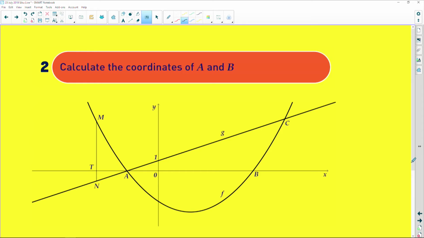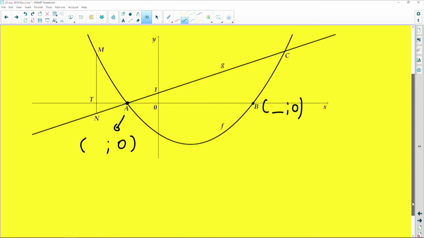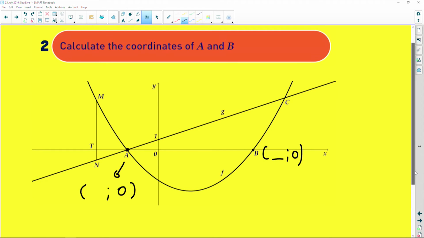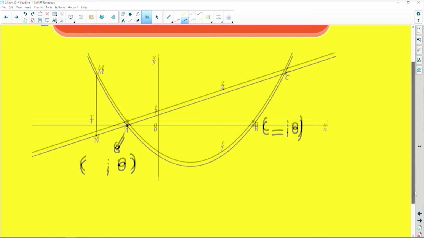The next question says we need to calculate the coordinates of A and B. A and B are simply the x-intercepts of this particular graph. So we don't know what x is, but y is definitely 0. At point A, the same is the case. If you want to find the coordinates of A as well as B, just take the equation of the graph of f of x, and wherever you see y, substitute it with 0.